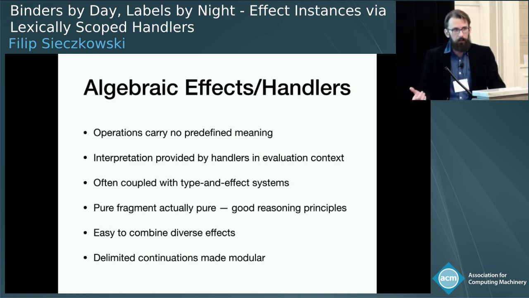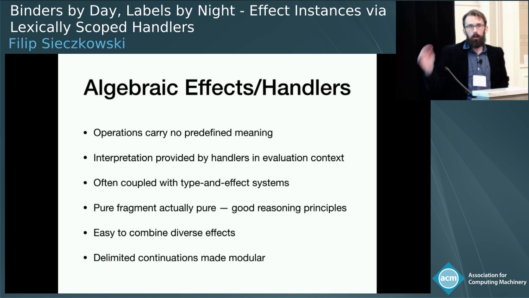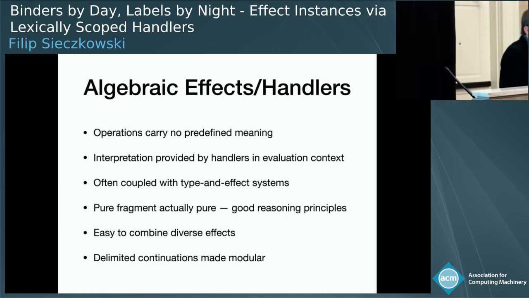So this is, again, an important feature of algebraic effects. The evaluation context matters very much because it's into the evaluation context that we're passing the control. We're capturing bits of evaluation context, which gives us delimited continuations sorts of power. And again, these are often coupled with type and effect systems. And this is the important bit, because in these type and effect systems, we can often say whether a computation is pure.